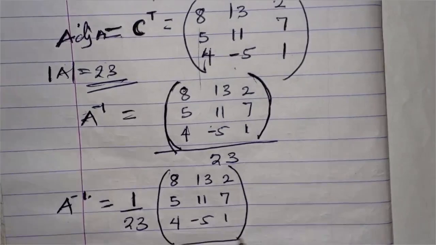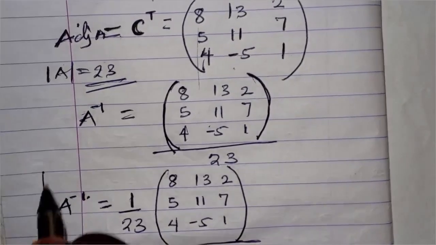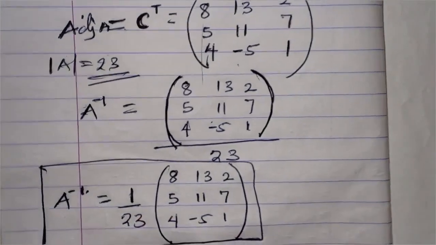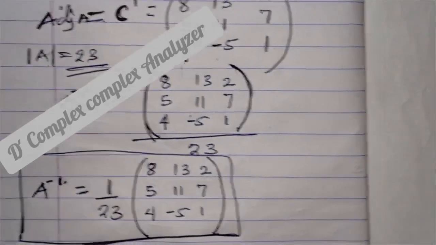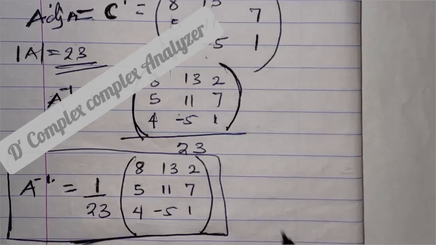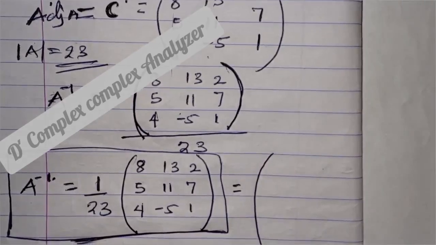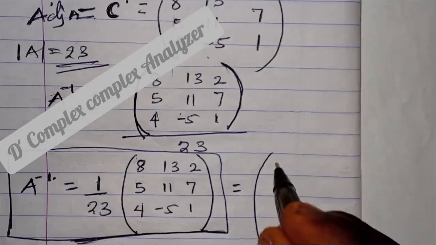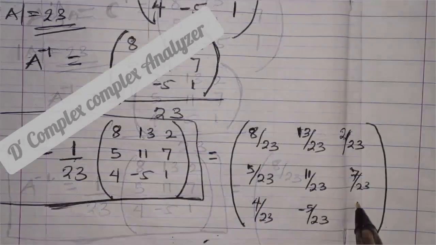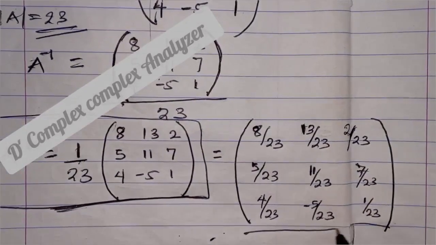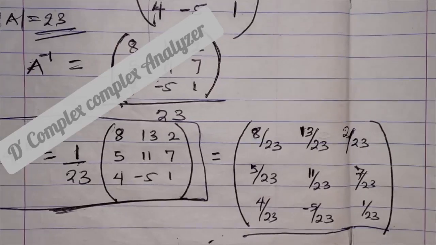I can take this as the inverse of the matrix, or I can multiply every element in that matrix by 1 all over 23 to get this. 8 times this, that's 8 all over 23. So this is also the inverse of the matrix. Anywhere I write it, I'm correct. Alright, this is how to determine the inverse of a 3 by 3 matrix.